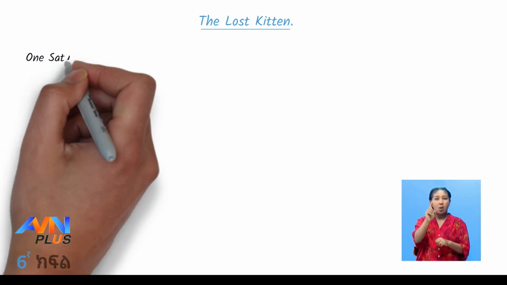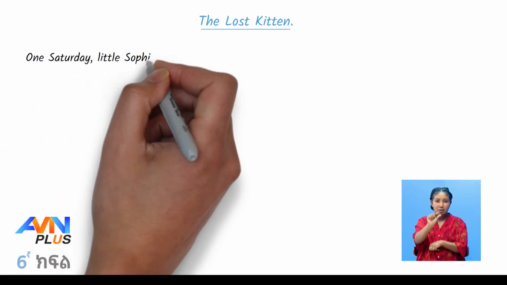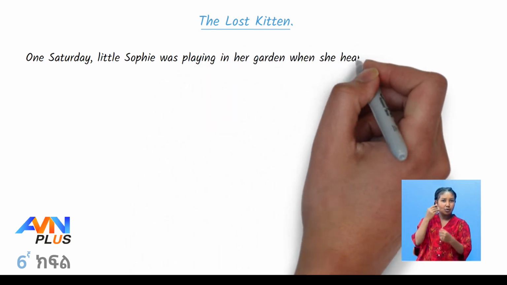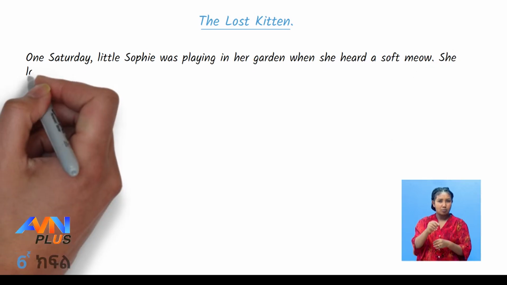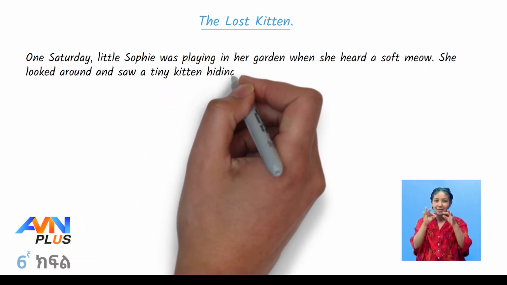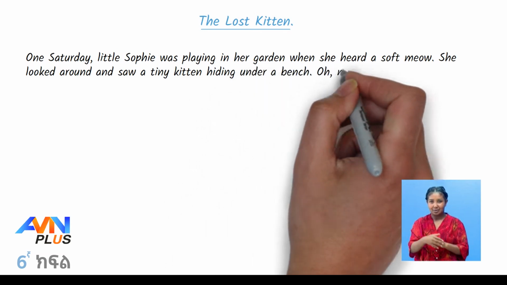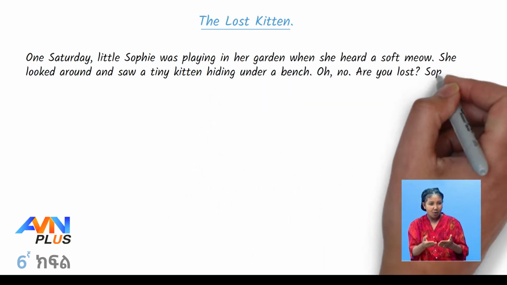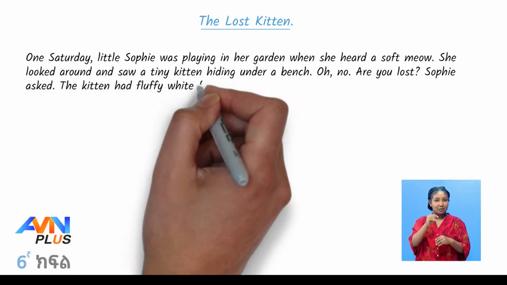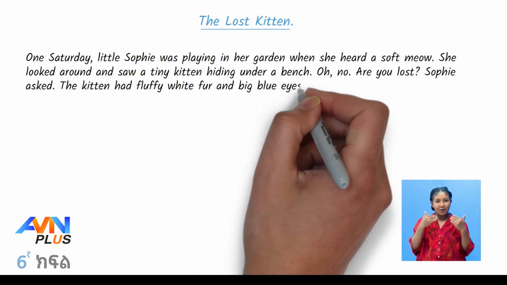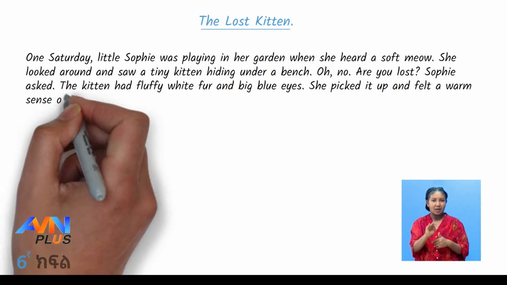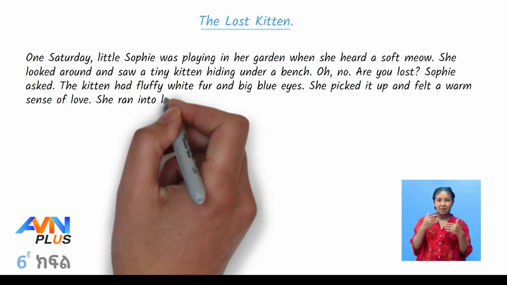One Saturday, little Sophie was playing in her garden when she heard a soft meow. She looked around and saw a tiny kitten hiding under a bench. "Oh no, are you lost?" Sophie asked. The kitten had fluffy white fur and big blue eyes. She picked it up and felt a warm sense of love.